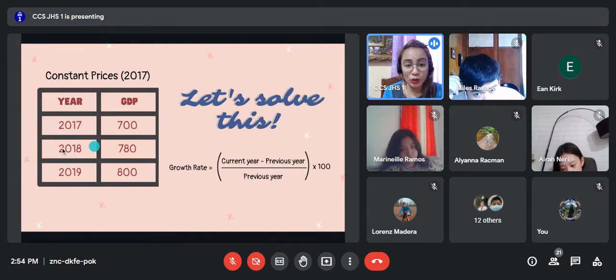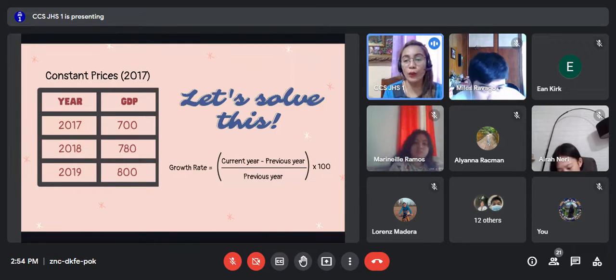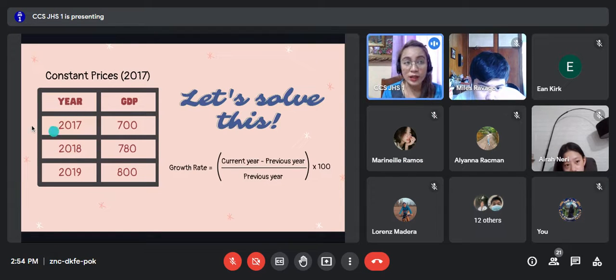So, if you are going to solve for the growth rate of 2018, then it means to say that your current year is 2018. Then the previous year is 2017. If you are looking for the growth rate of 2019, automatically your current year is that year, the 2019. The data that you will be using is for year 2019. Now, question, can we solve for the growth rate of 2017? Yes or no?